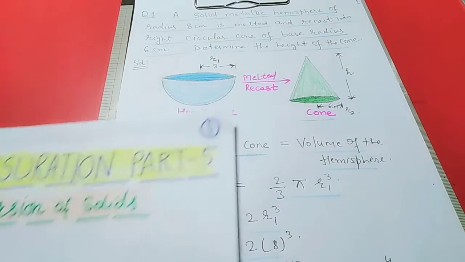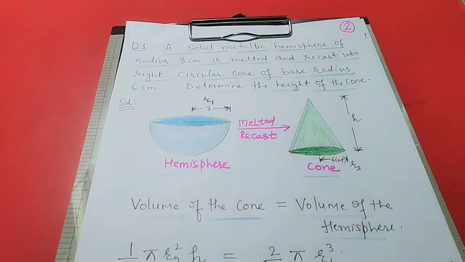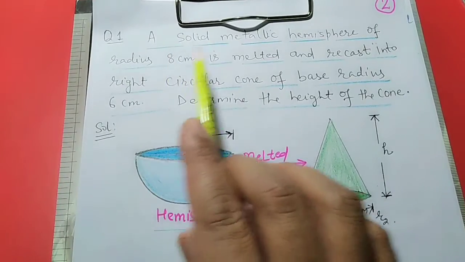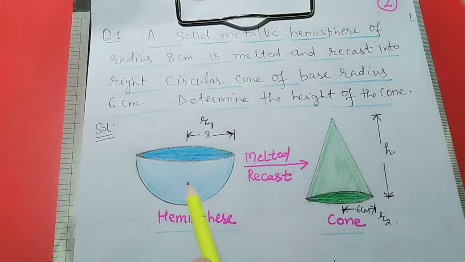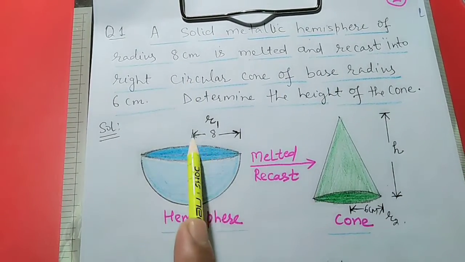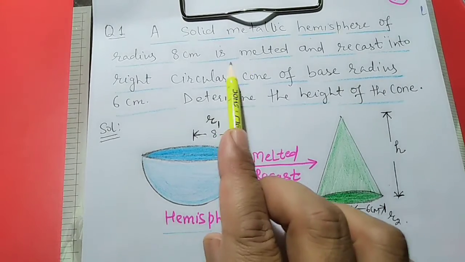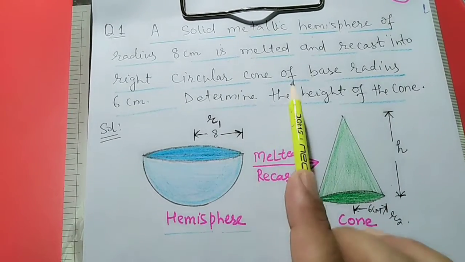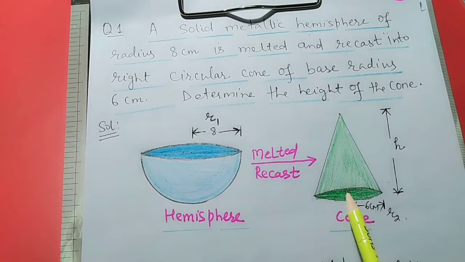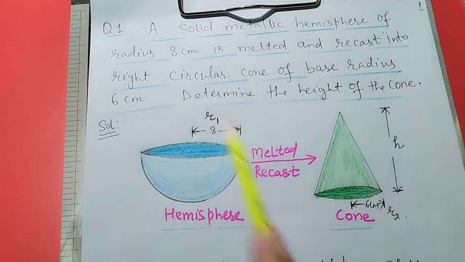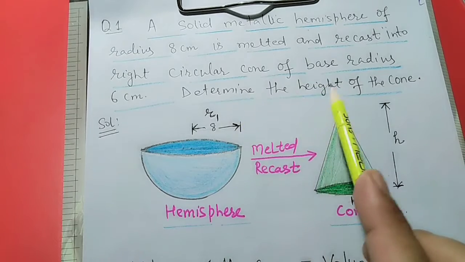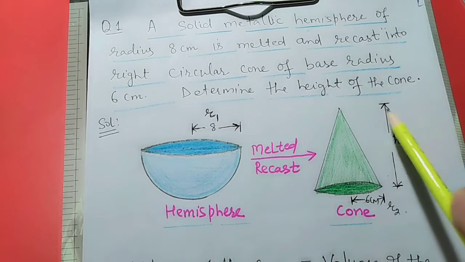Now coming to the questions. See question number 1. In this question it is given that a solid metallic hemisphere, this is shown with the blue shade, of radius 8 centimeter is melted and recast into a right circular cone, the green one, of base radius 6 centimeter. So determine the height of the cone. This height we have to find.